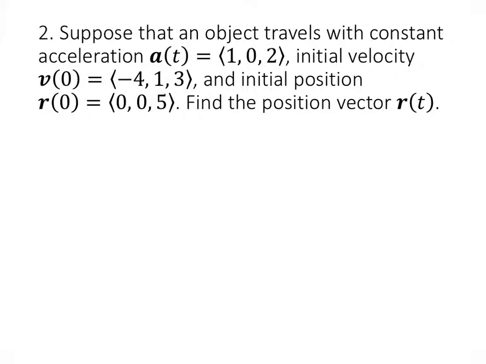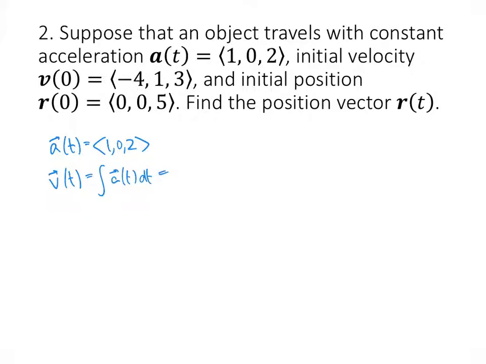This time we're going backwards. We're given the acceleration function, we're given an initial velocity and initial position, and we're asked to find the position vector. So we're just going to integrate rather than take derivatives. If we know that a of t is 1, 0, 2, then we know that v of t is the antiderivative of a of t.